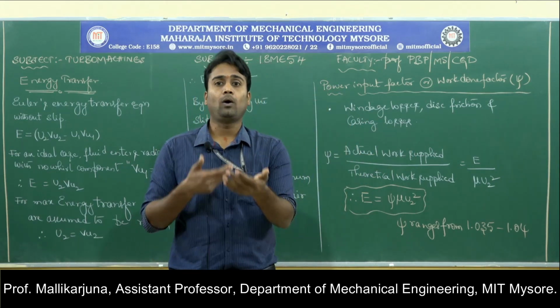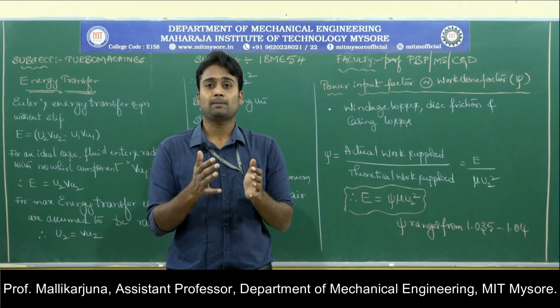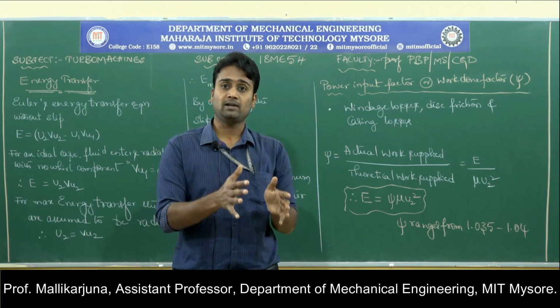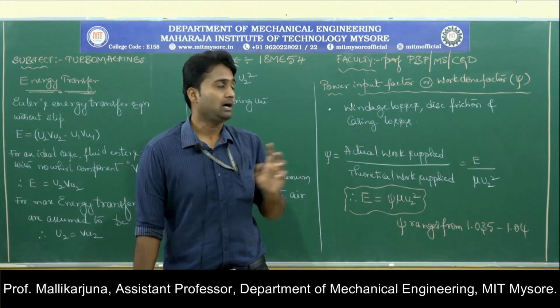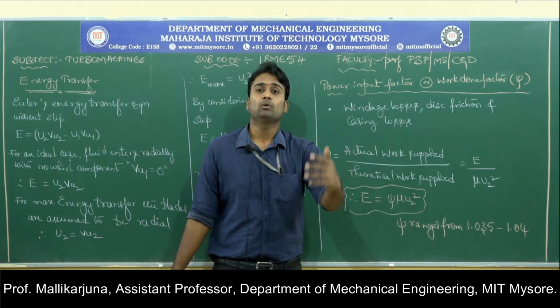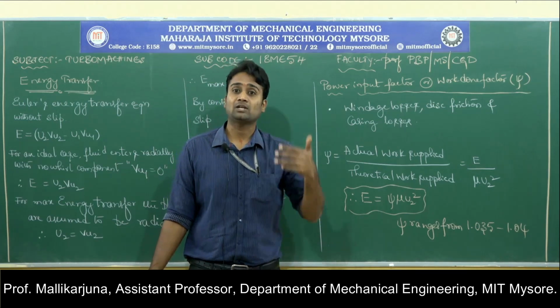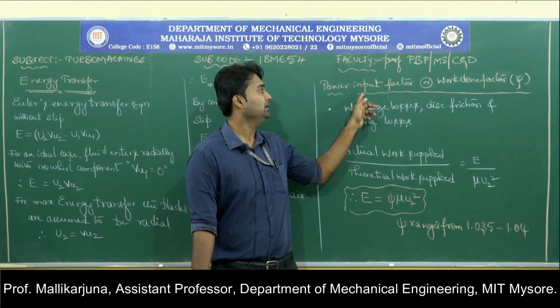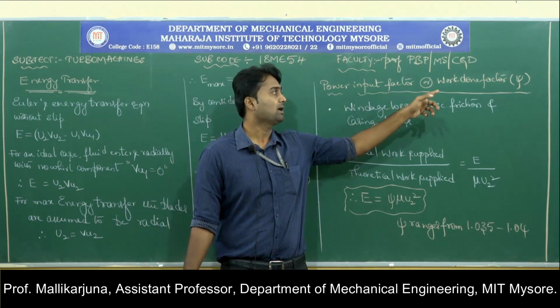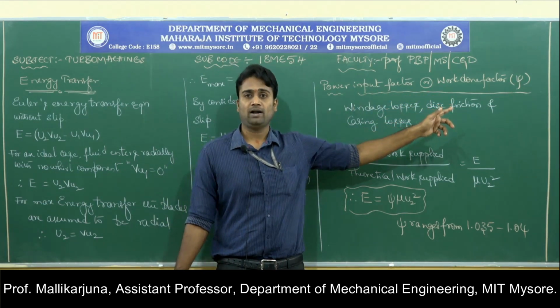All these factors will come into picture. So, in order to overcome all these factors, the power supplied to the machine is greater than the power that has to be actually supplied. In order to overcome this, I need to supply more power to the machine than is actually required. So, such a thing has to be taken into account by the power input factor or work done factor.